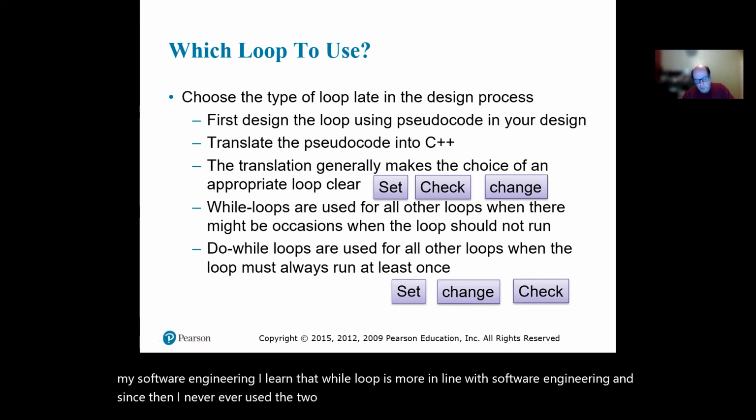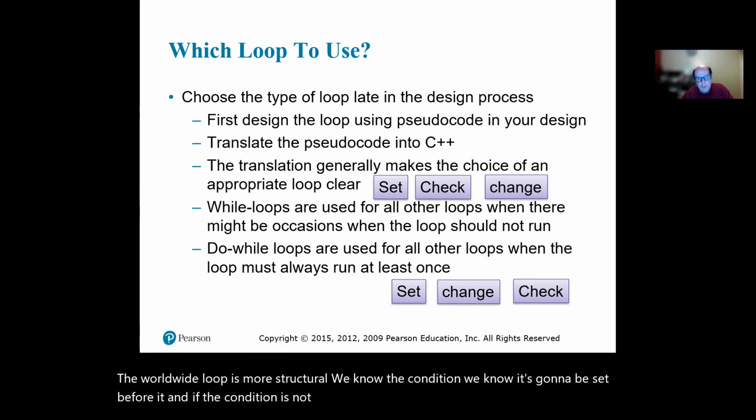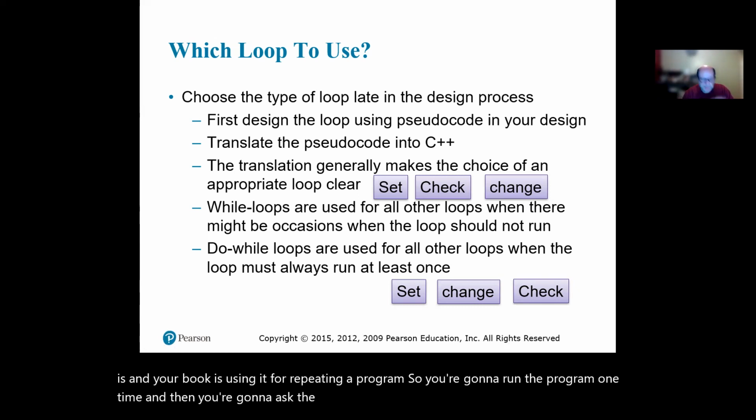So the while loop is more structured. We know the condition. We know it's going to be set before it. And if the condition is not good, we're not going to go through it. But that's the way it is, and your book is using the do while for repeating your program. So you're going to run the program one time, and then you're going to ask the user if they want to continue, and then you can go back and repeat it again.